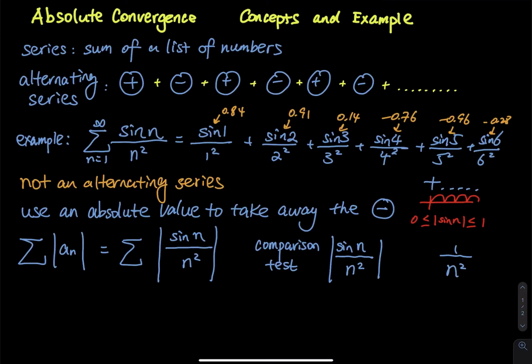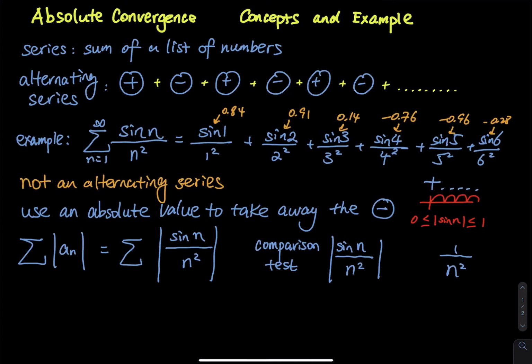So for example, let me give you a series. We have a sum where n goes from 1 to infinity of sine of n divided by n squared. Is this an alternating series? If you think about the graph of sine, it goes up and down, right? It goes up and down between y equals 1 and y equals -1. So you might be thinking, all right, sine makes the series an alternating series. But the answer is this is not an alternating series.